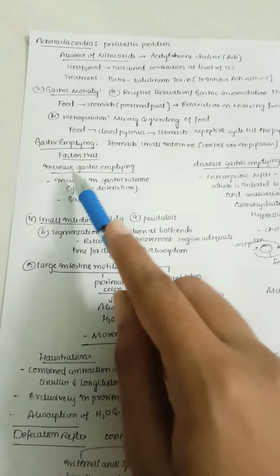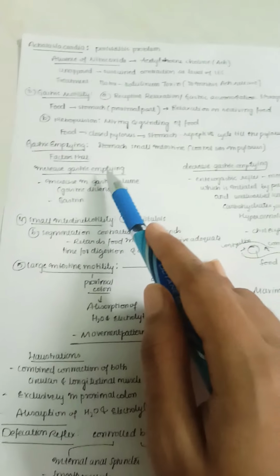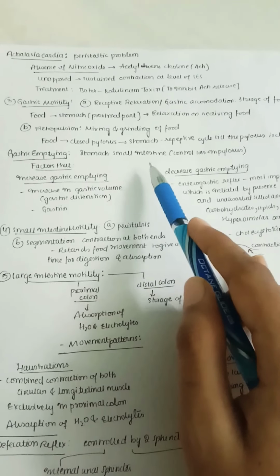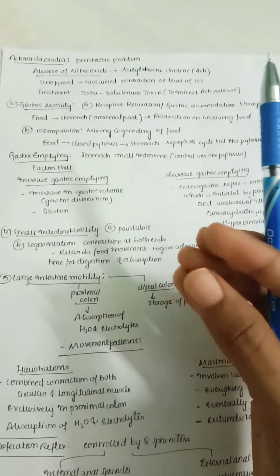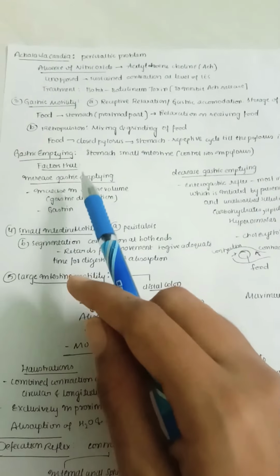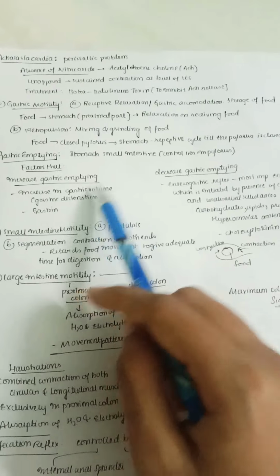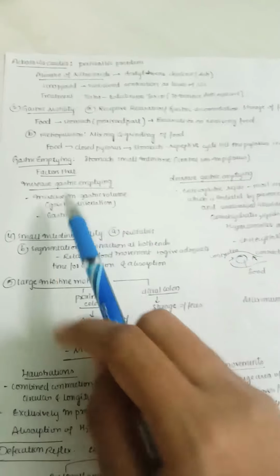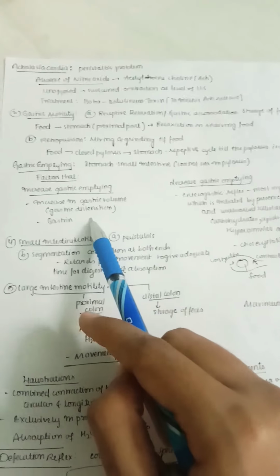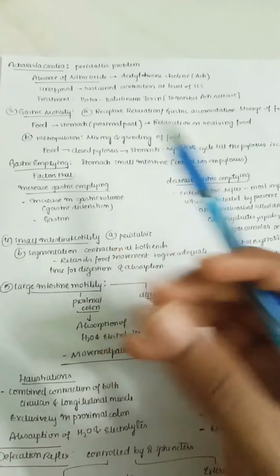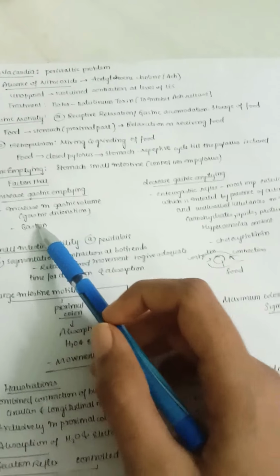Next, let us see gastric emptying. The stomach to small intestine control lies in the pylorus. So what are the factors which increase gastric emptying and decrease gastric emptying? The factors which mainly increase gastric emptying are increase in gastric volume, that is, more food is coming so that it can empty, and also the hormone gastrin.